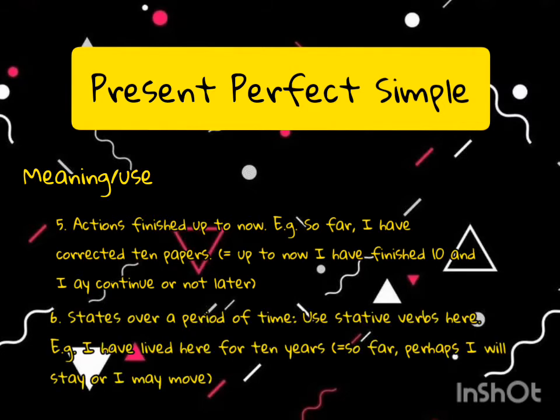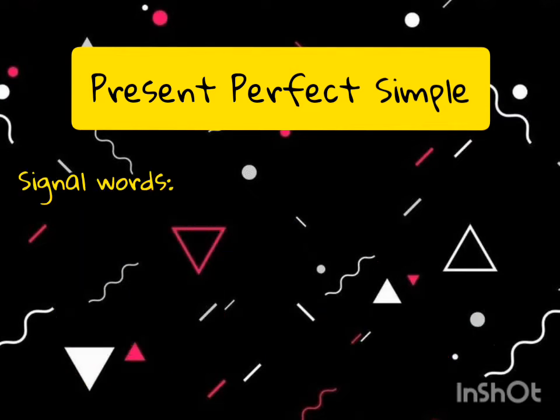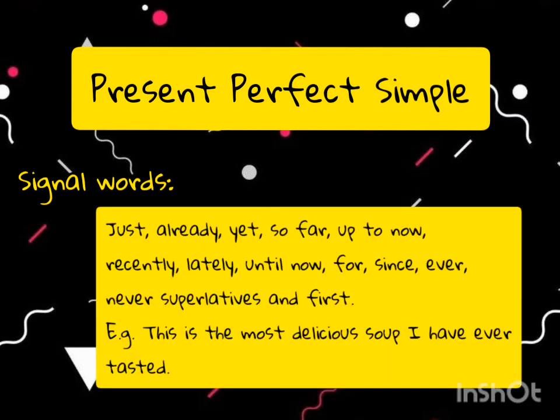And finally, number 6, to speak about states over a period of time. Note here that the events may still be true or not. The present perfect simple is used with stative verbs. For example, I have lived here for 10 years. Up to now, I have been living here for 10 years and it may continue into the future, or not. Finally, the signal words that you can find for the present perfect simple are the following.